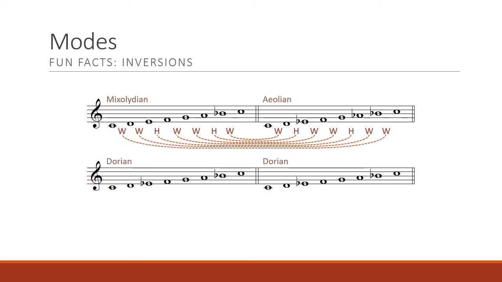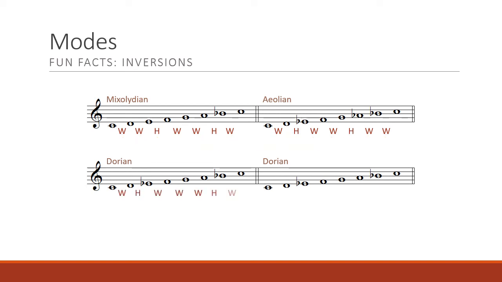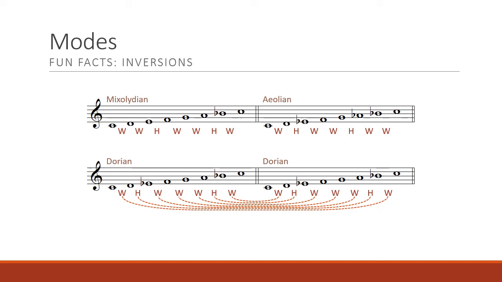And finally, this is my favorite, Dorian is a mirror image of itself. If you look at the pattern of whole and half steps in the Dorian scale, the half steps are placed equally distant from the tonic on each end. So when you turn it upside down, you get the same pattern of whole and half steps. So the Dorian scale is really fun to play with. If you're creating motives and then you want to invert them, you'll get the same intervallic content in those inverted motives.